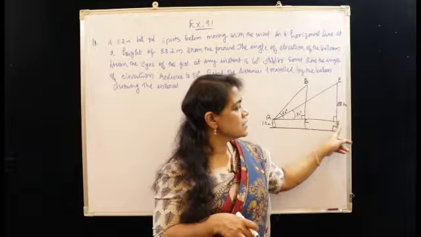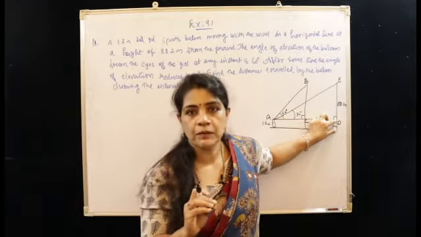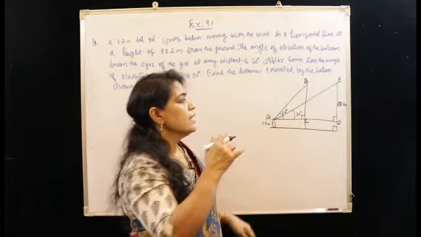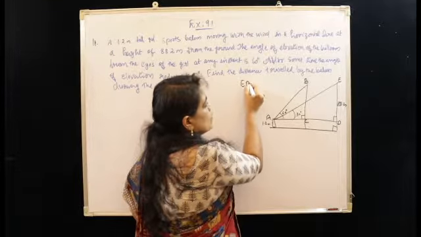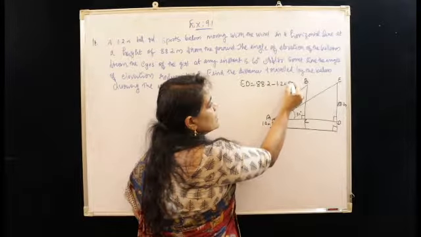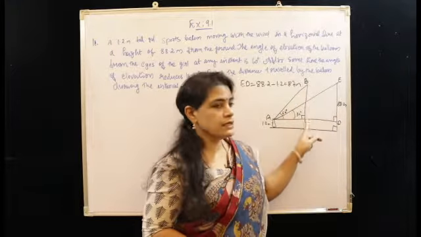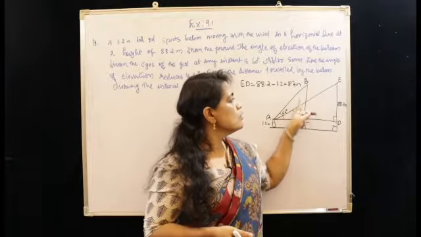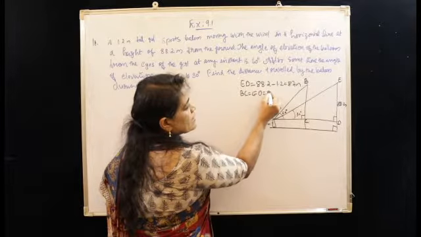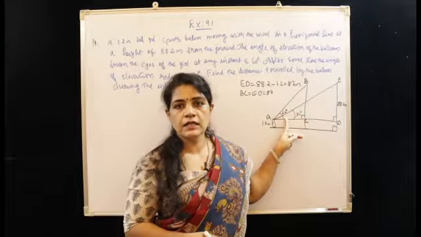But this portion, which is part of the side of the right triangle, should be subtracted, and that length is equal to the height of the girl. That means ED is equal to 88.2 minus 1.2, that is 87 meter. And ED is equal to BC, the perpendicular distance. So BC equals ED equals 87. Understood?